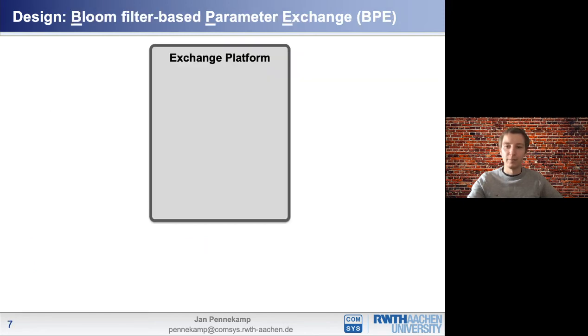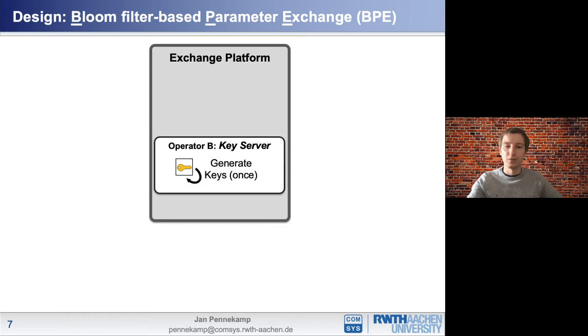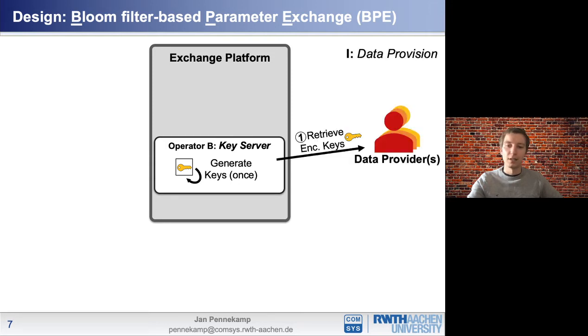We propose a Bloom filter based parameter exchange called BPE. We have an exchange platform that consists of two different servers. First, we have the key server that generates encryption keys for the parameters once. Those encryption keys are then requested during the data provision phase from the data providers, who locally themselves encrypt the parameter records.